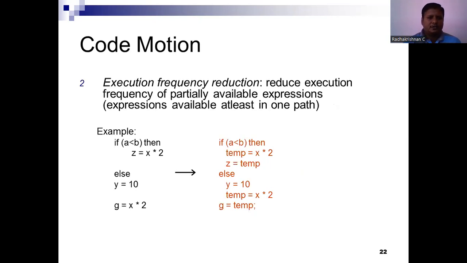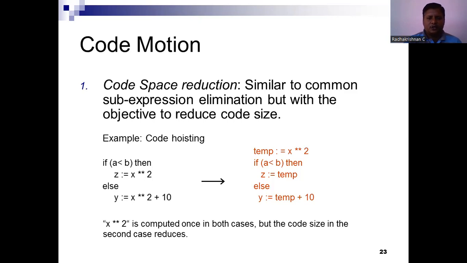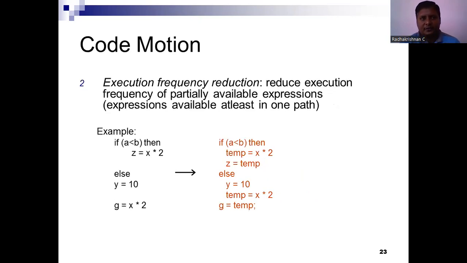That's code motion. For code motion, the first one is code space reduction. The second one is execution frequency reduction. It reduces the execution frequency of partially available expressions. Similarly, if the condition is true, Z equal to X squared will be calculated within a loop only, so temp is equal to X squared, Z is equal to temp, else Y is equal to temp plus 10. After that, the temp value is used in the next computation.